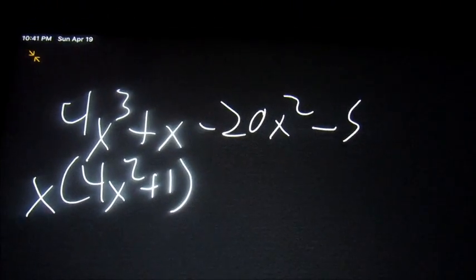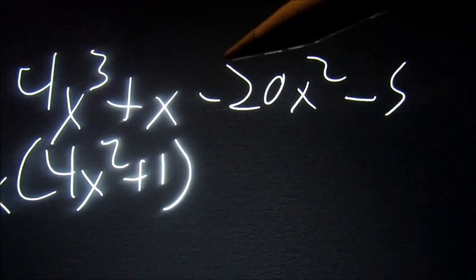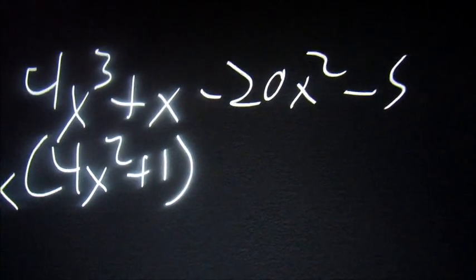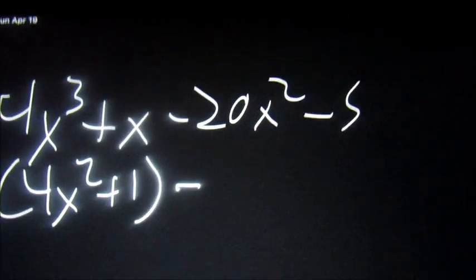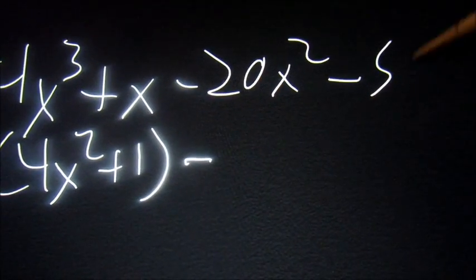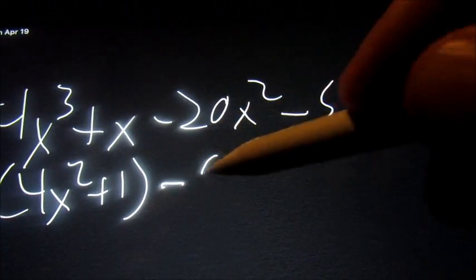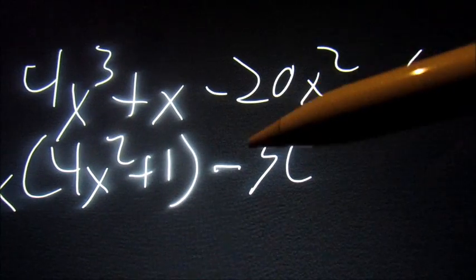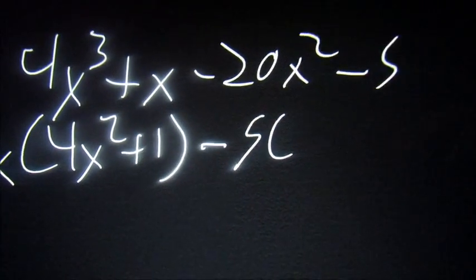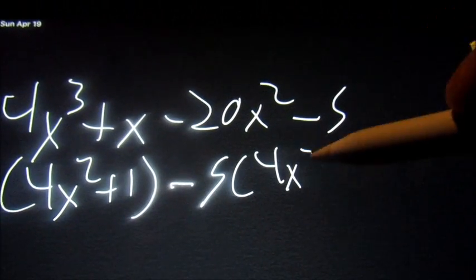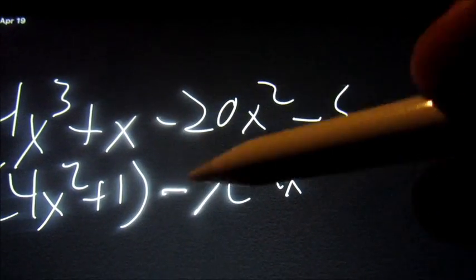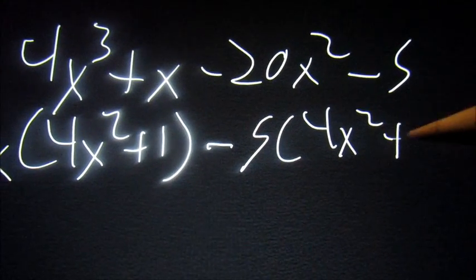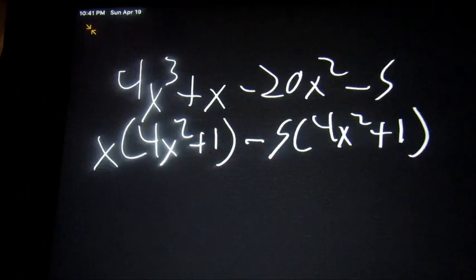Now remember when I said factor out a negative. If this middle term is a negative, factor that out. So minus, and I can factor out a 5 from both of these. When I do that, negative 20x squared divided by negative 5 is 4x squared. And then negative 5 divided by negative 5 is plus 1.